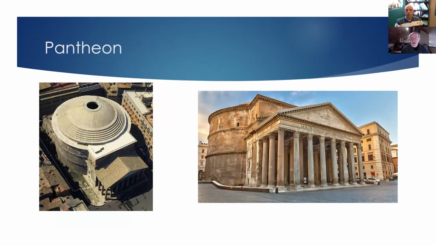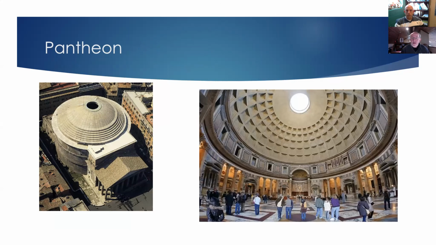Domes are great. Here's another one. This is the Pantheon in Rome. If you look from the outside, it's just this big concrete building. It's not all that impressive. The inside, though, is quite amazing. That is an unsupported dome. It is nothing but a concrete shell spanning this distance.